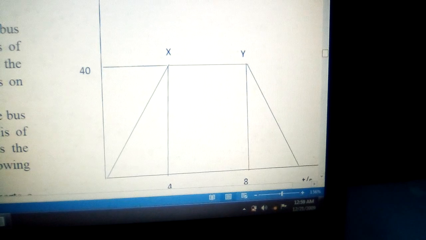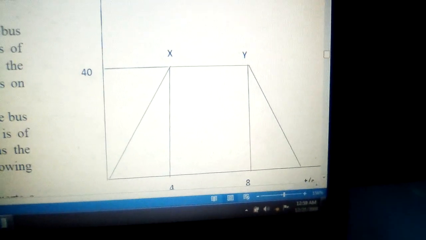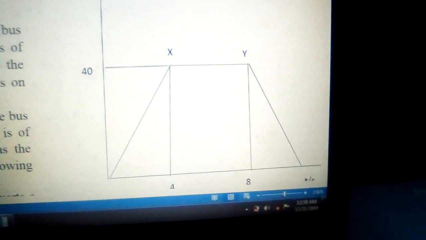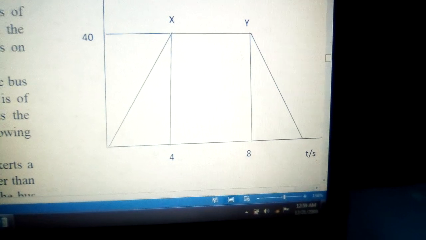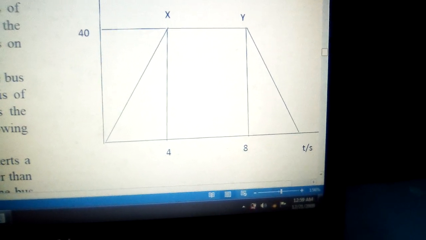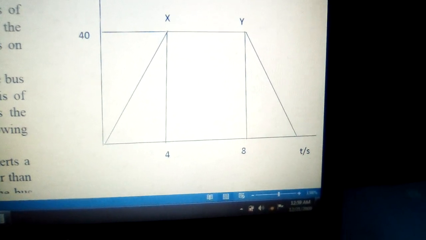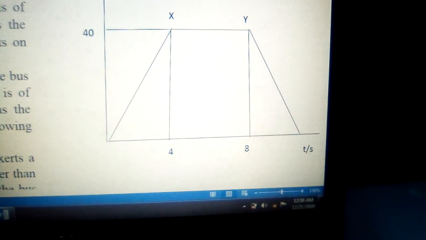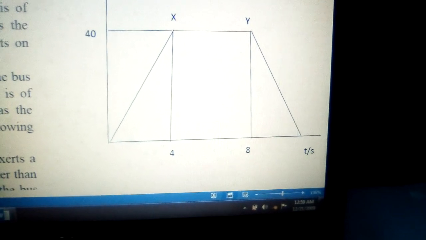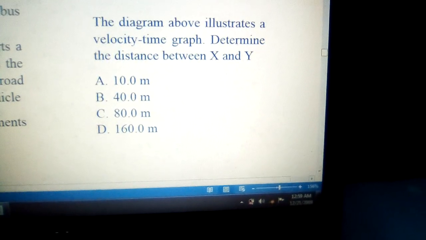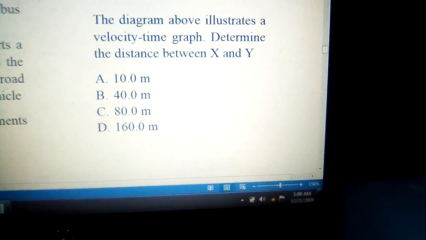Number 50, you have a velocity-time graph there. We have to find the distance traveled along SY. The SY gives us a rectangle, and the width of the rectangle is 8 minus 4, which gives us 4, while the height of that rectangle is 40. So the area of SY is length times breadth, that is 40 times 4, giving us 160. Option D is the right answer.